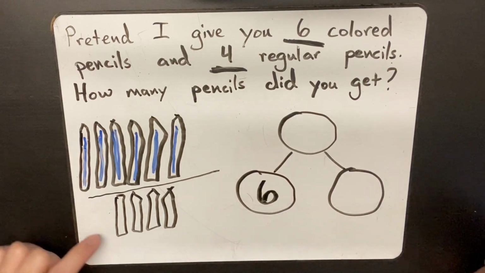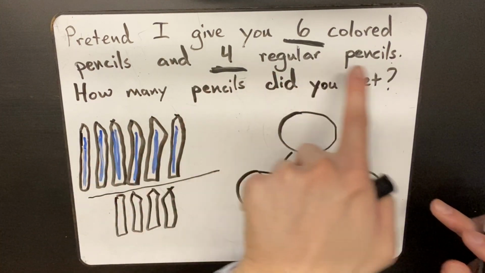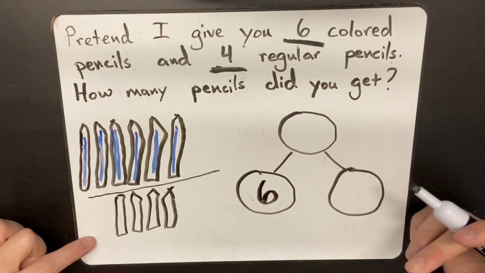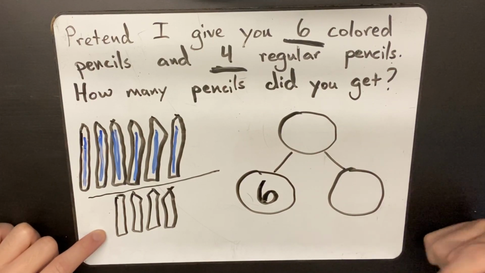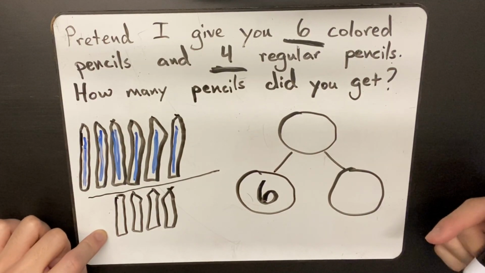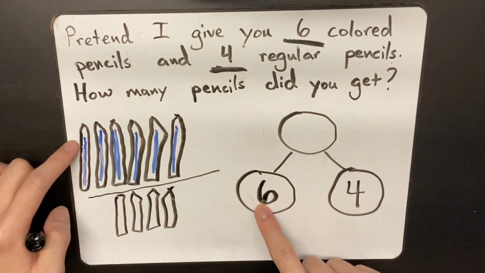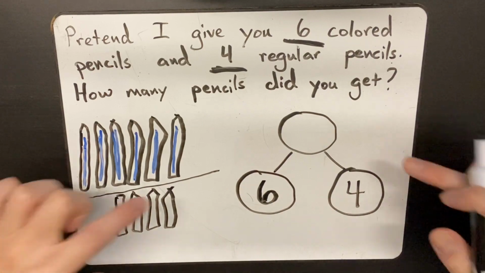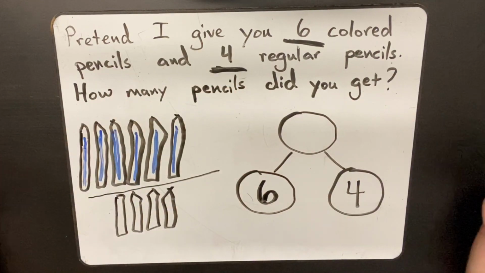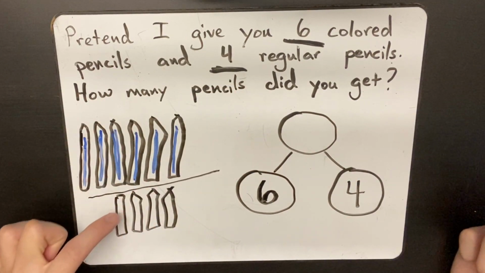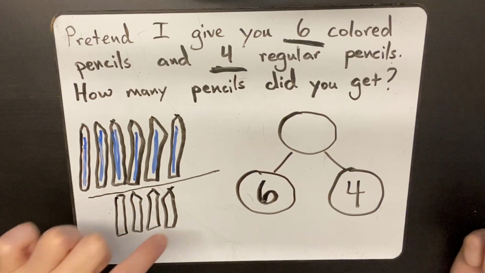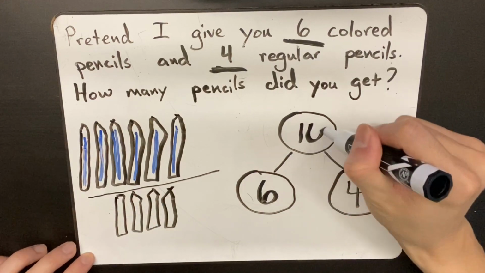Here we go. And then I got 4 regular pencils. They're still pencils, but these are regular pencils. So I'm going to put it in my other part. So I got 6 and 4. And my total, what's my whole going to be? Let's see, I have 6, 7, 8, 9, 10. My total is going to be 10.